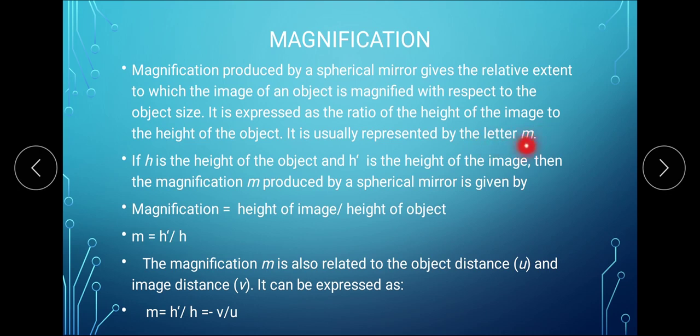मैग्निफिकेशन को हमेशा हम लेटर m से रिप्रेजेंट करते हैं. Height of object is represented by h and height of image is represented by h dash. So your magnification is the ratio of height of image to height of object, that is m = h'/h.